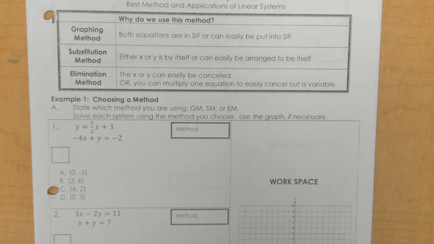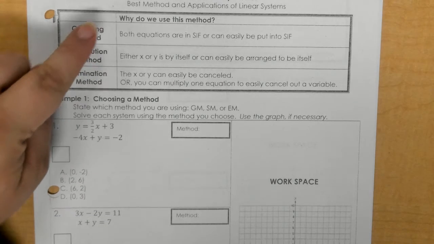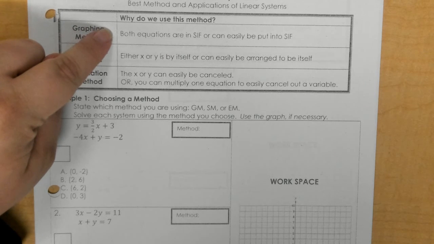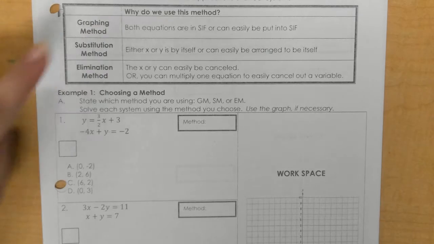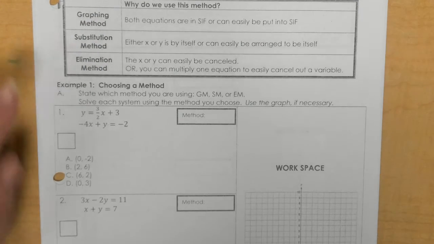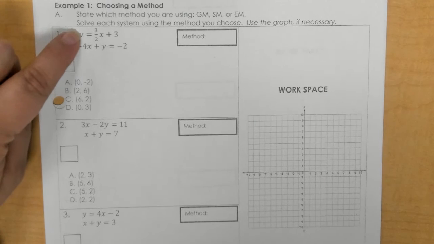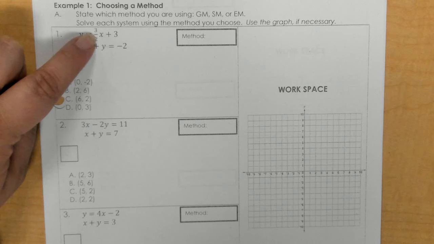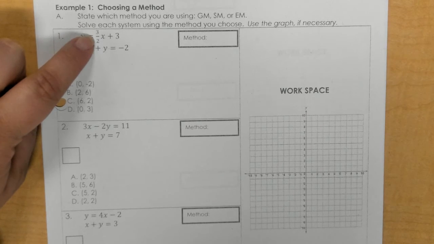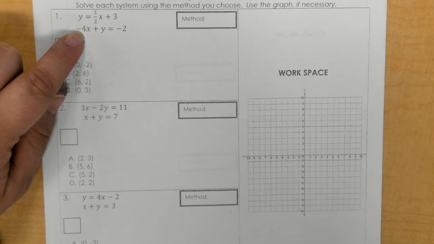So going through the different examples, it says graphing method: both equations are in slope-intercept form or can easily be put into SIF. Okay, so let's just go through real quick. Do we have slope-intercept form? Very close. The first one is, and it has a fraction, so I can graph rise over run. This one's very close, I can just add the 4x over.